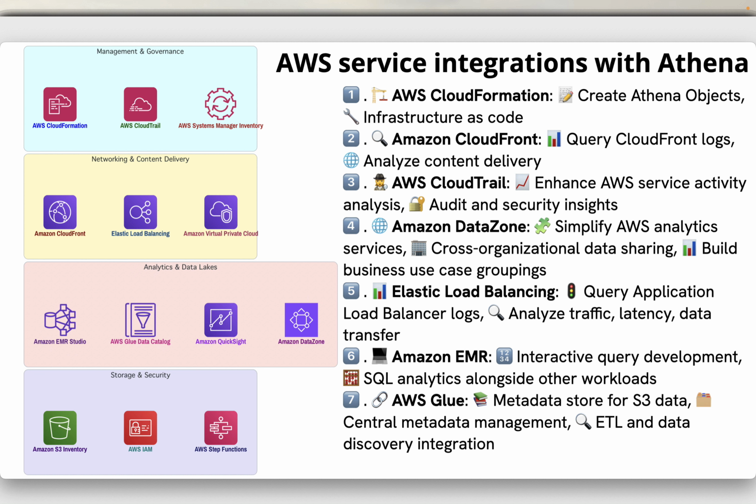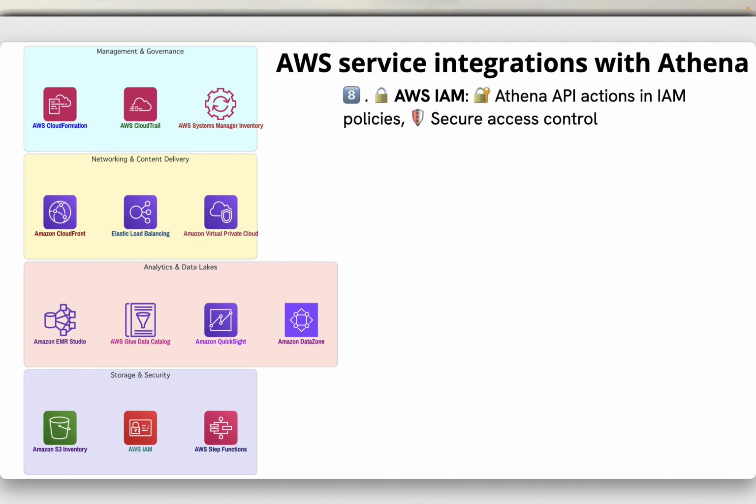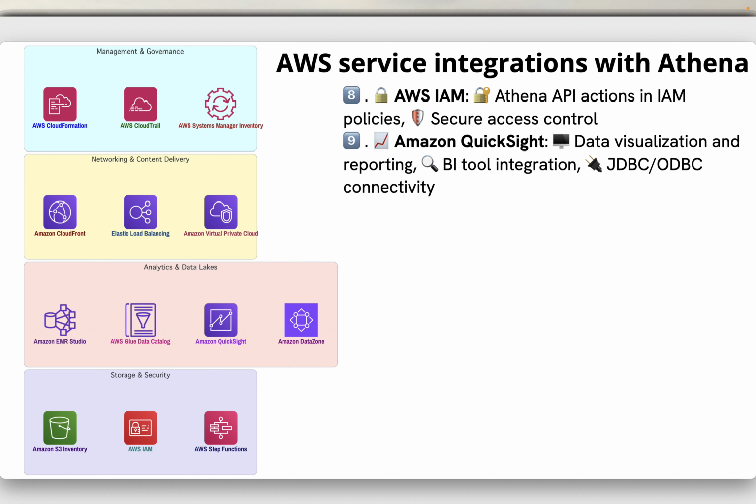AWS Glue. Athena integrates with AWS Glue Data Catalog, providing a metadata store for data in Amazon S3. This enables table creation and data querying in Athena using a central metadata store accessible across your AWS account. It is integrated with AWS Glue's ETL and data discovery features. AWS IAM. Athena API actions can be used in IAM permission policies. Amazon QuickSight. Athena integrates with Amazon QuickSight for data visualization, report generation, and data exploration with business intelligence tools or SQL clients via JDBC or ODBC driver.